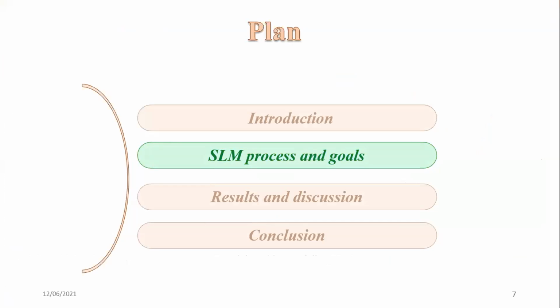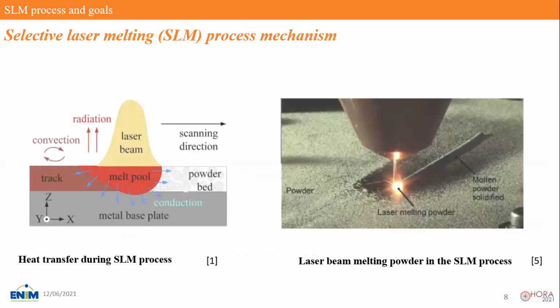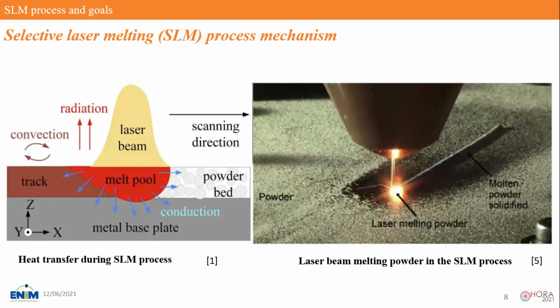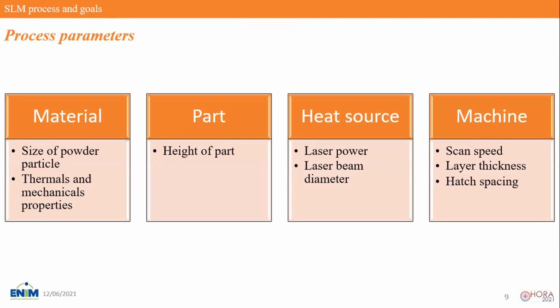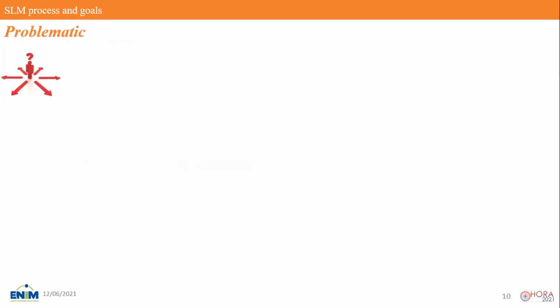We move now to the SLM process and goals. The mechanism of the process is shown through this figure. As you can see, the powder particles spread on the metal base plate will be melted completely and fused together layer by layer under the effect of a laser beam that follows a given scanning path. AM implies various parameters related to the material, such as size of powder particle, thermal and mechanical properties, related to the heat source, such as laser power and laser beam diameter, and parameters related to the machine, such as scan speed, layer thickness, and hatch spacing.